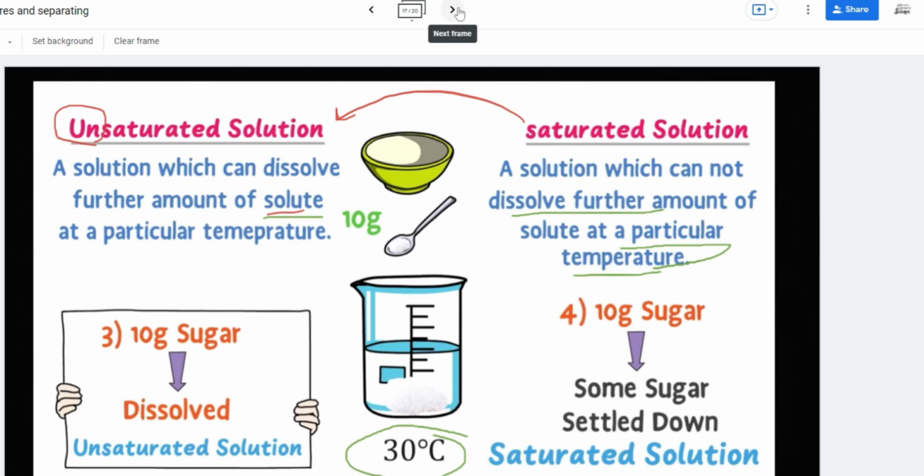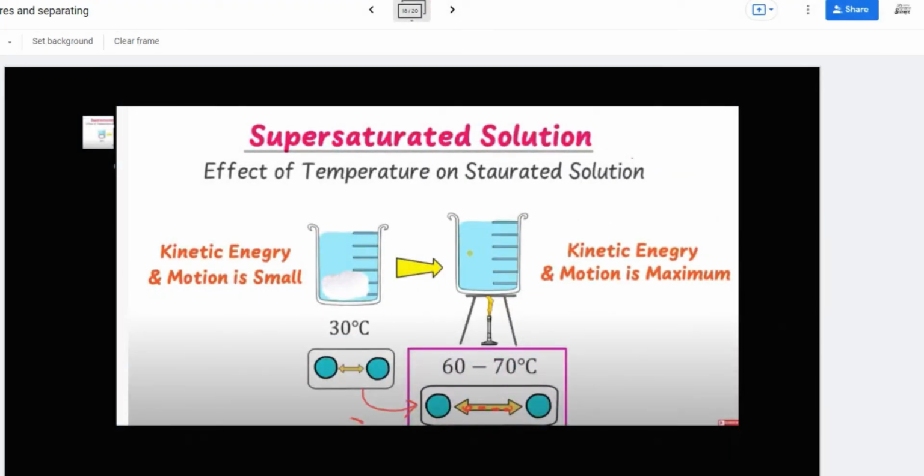But there is one other solution too. Let's suppose that Miss Binte took this saturated solution. The sugar was here, as you could see in white color, settled down. She put it on a Bunsen burner to increase the temperature. Once the temperature increased from 30 Celsius to 60 Celsius, you will see a magic. The sugar which was settled down is going to dissolve in the solvent.